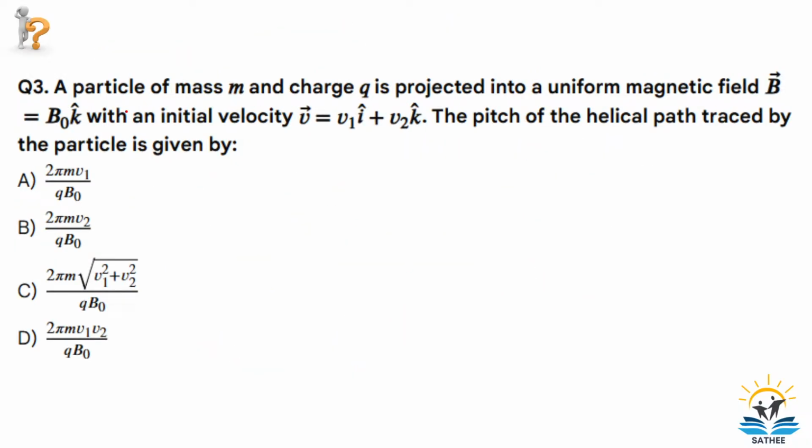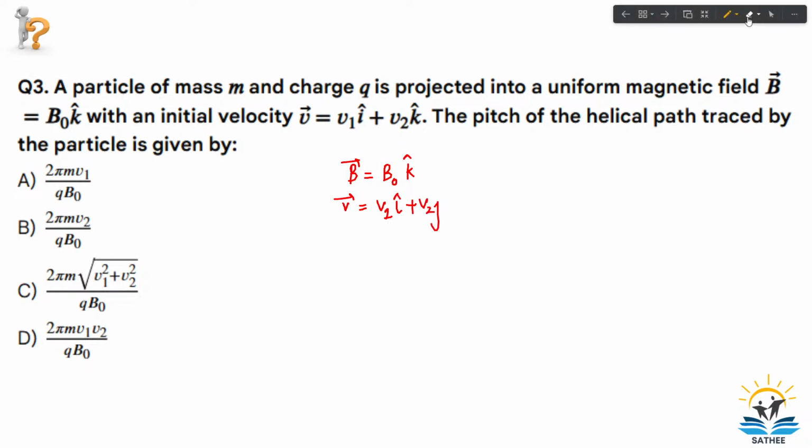Next question. A particle of mass m and charge q is projected into a uniform magnetic field B, where B naught is the magnitude and k cap is the direction of the magnetic field, along the positive z axis, with an initial velocity v1 i cap plus v2 k cap. The pitch of the helical path traced by the particle is given by.